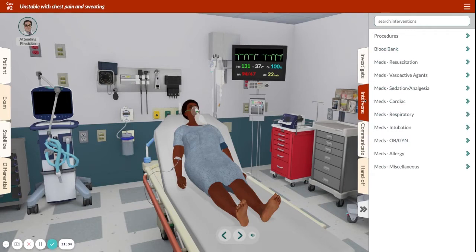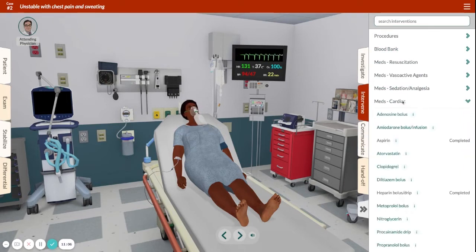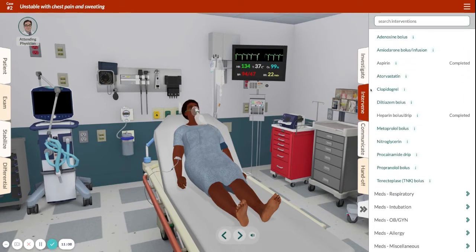So if we go back to interventions, we go back to cardiac. At this point in time, given that she's in ongoing cardiogenic shock despite initiation of vasopressors, which we can see hanging here, we're going to lyse her.